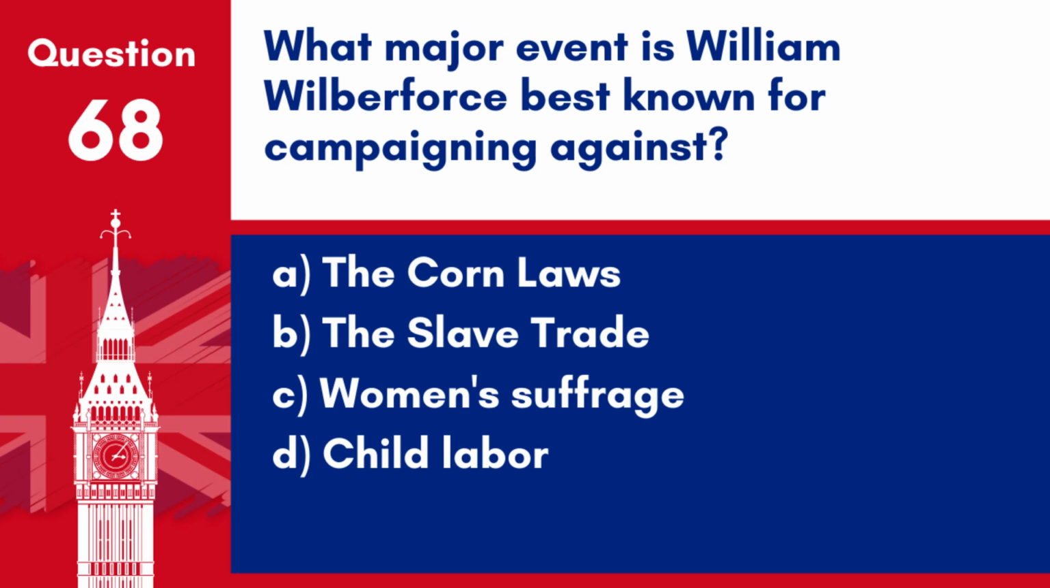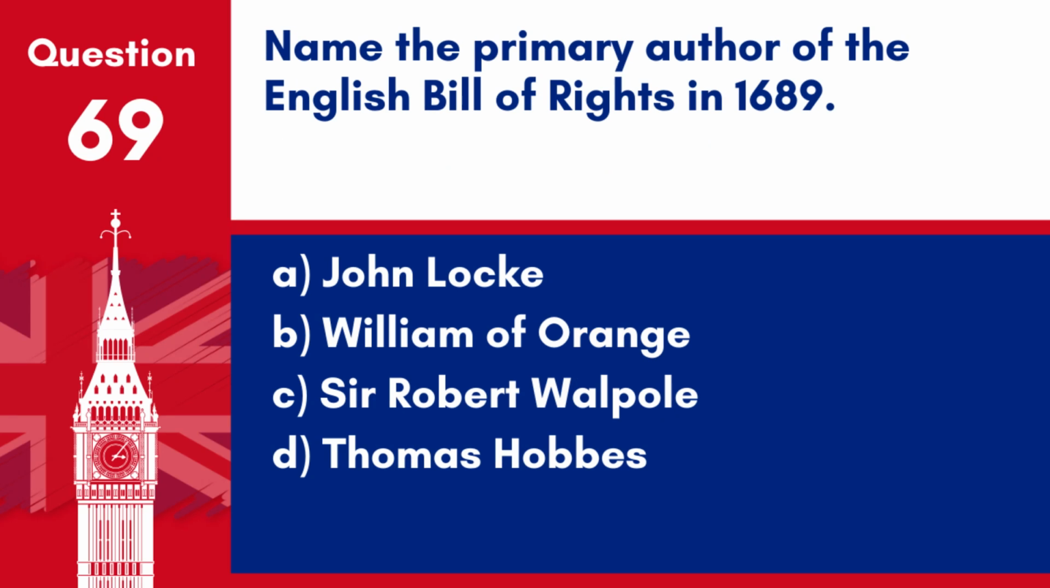Question 68. What major event is William Wilberforce best known for campaigning against? A. The Corn Laws. B. The slave trade. C. Women's suffrage. D. Child labor. Answer: B. The slave trade. William Wilberforce is best known for his campaigning against the slave trade, leading to its abolition in the British Empire.